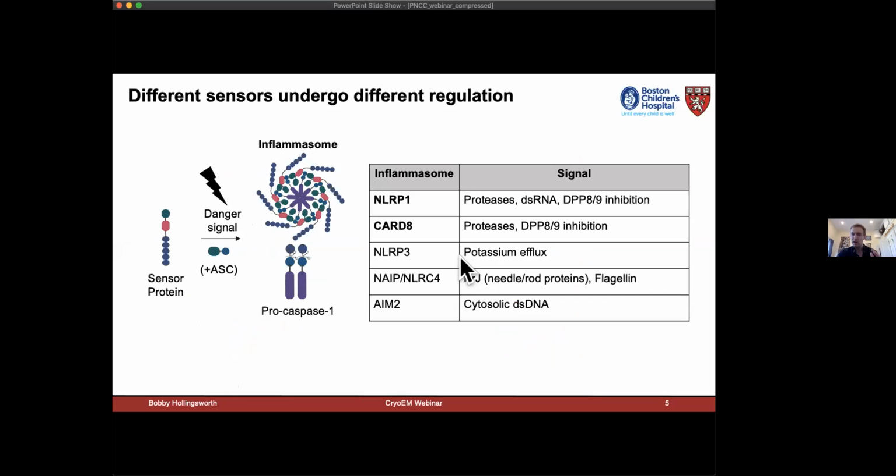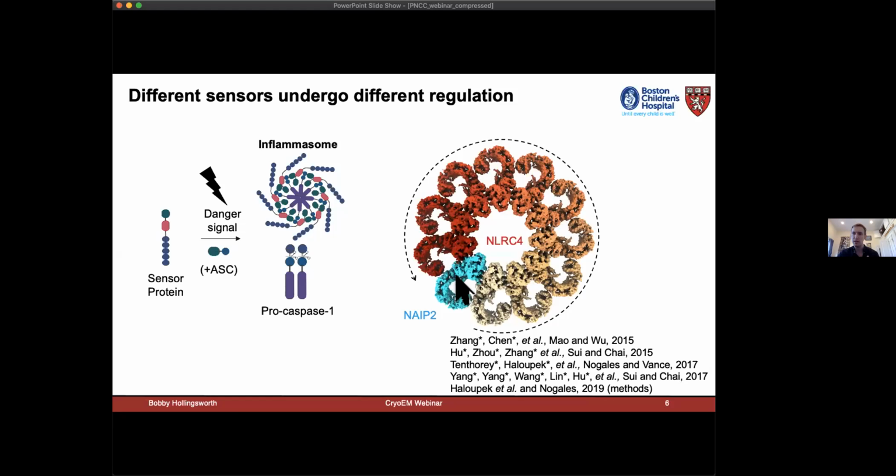And so these different inflammasome sensor proteins in innate immunity recognize different danger signals. The two that I'm going to be talking about today, NLRP1 and CARD8, recognize pathogenic effectors like proteases and other danger signals. But in contrast, for example, the NAIP-NLRC4 inflammasome recognizes flagellin and rod and needle proteins. And so due to the need to recognize these different pathogenic insults, these different inflammasomes are expressed in different cell types, undergo different regulation, and have different levels of control at the structural level as well. So they're uniquely fascinating to study from a structural point of view.